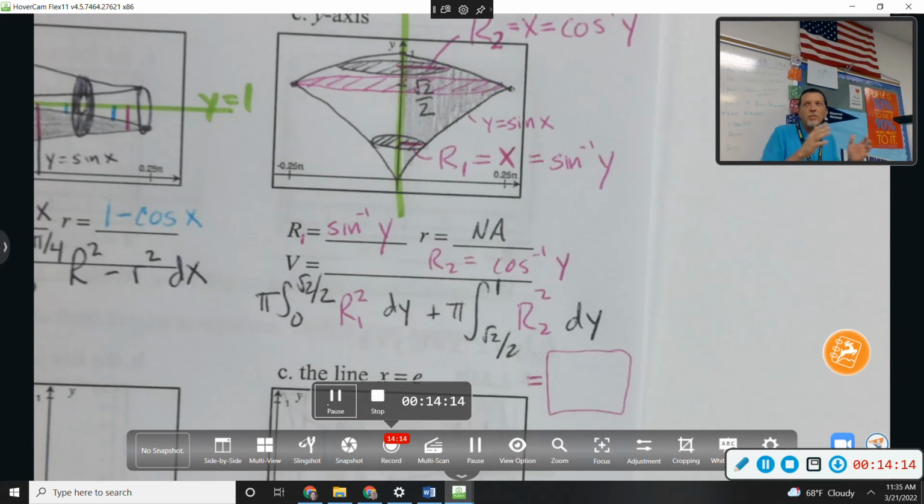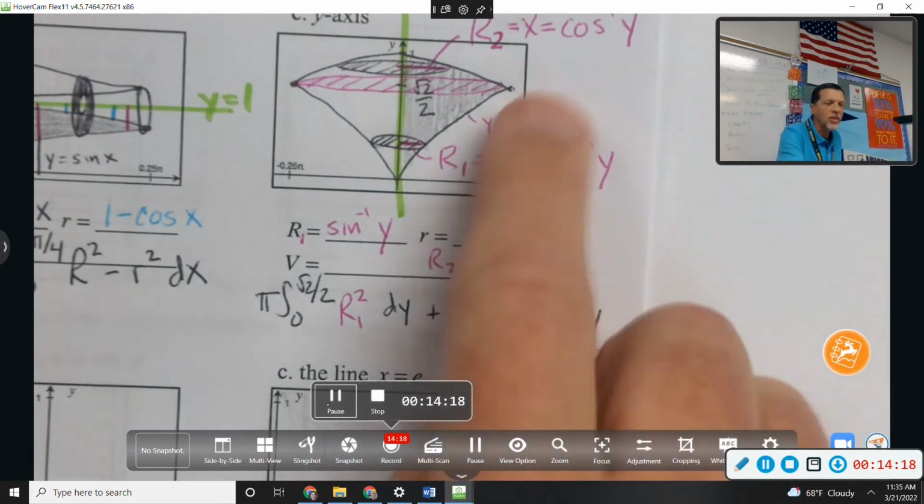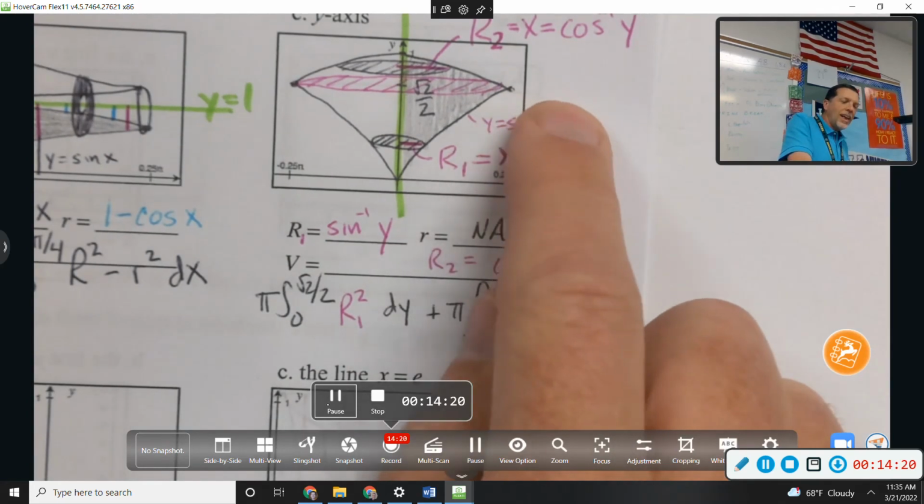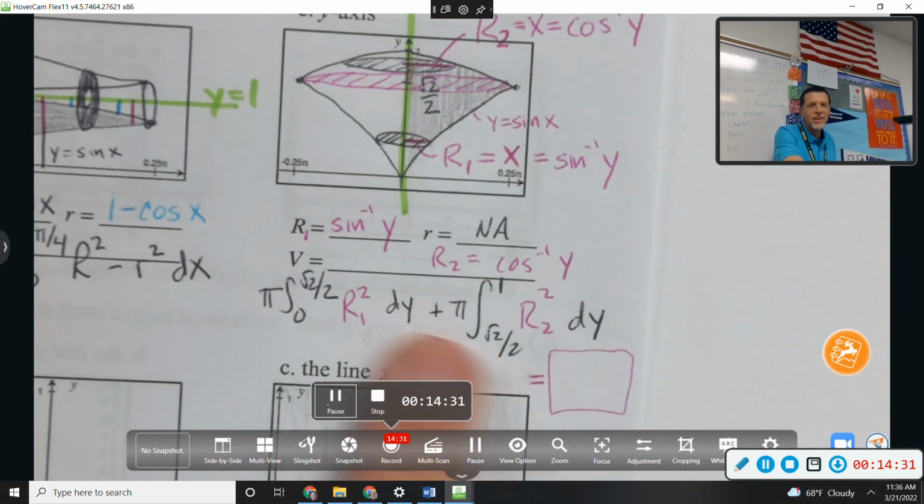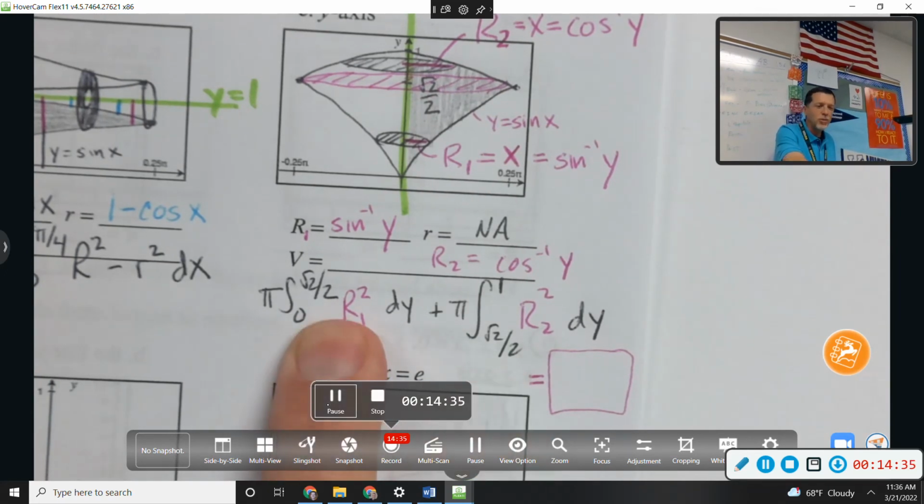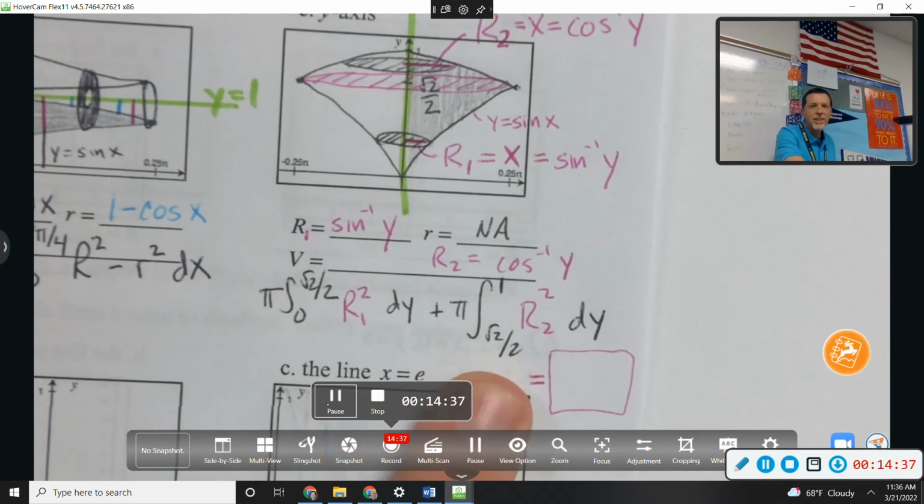The volumes don't add to 0 because there's so many of them. But it's a good question. Are you double counting that disk? Arguably yes, but since its width is 0, you're fine. And there's no other way to do it, right? You can't say root 2 over 2 minus a little bit, root 2 over 2 plus a little bit. You've got to go to root 2 over 2.